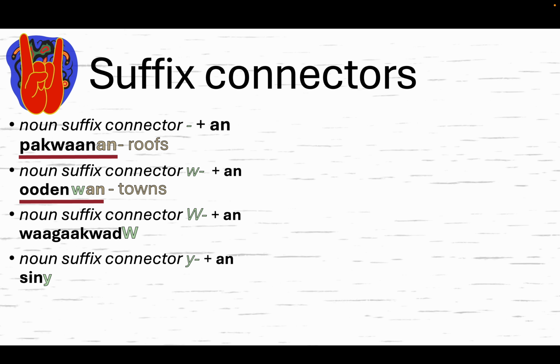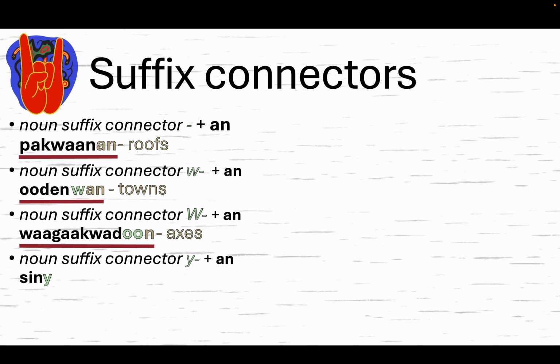So Odana is our word for town, but Odanan is our word for towns, plural. Now I'm going to show you what happens with the capital W suffix connectors when we add an. So when we add an to the capital W, they morph together to form a double O sound. So Wogakwad, Wogakwadoon, axes.